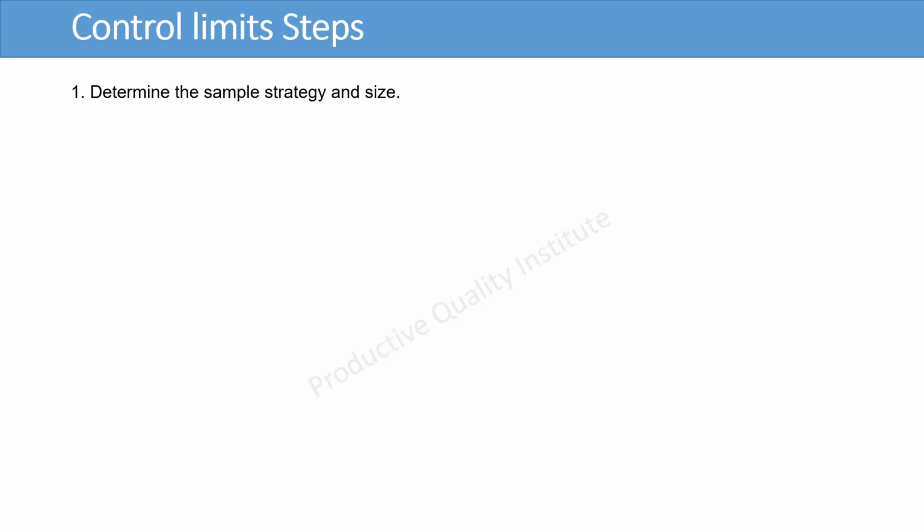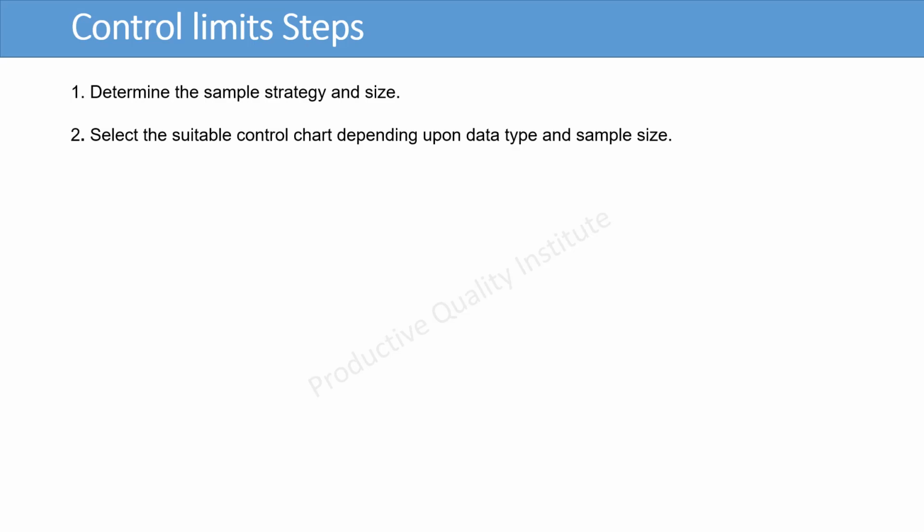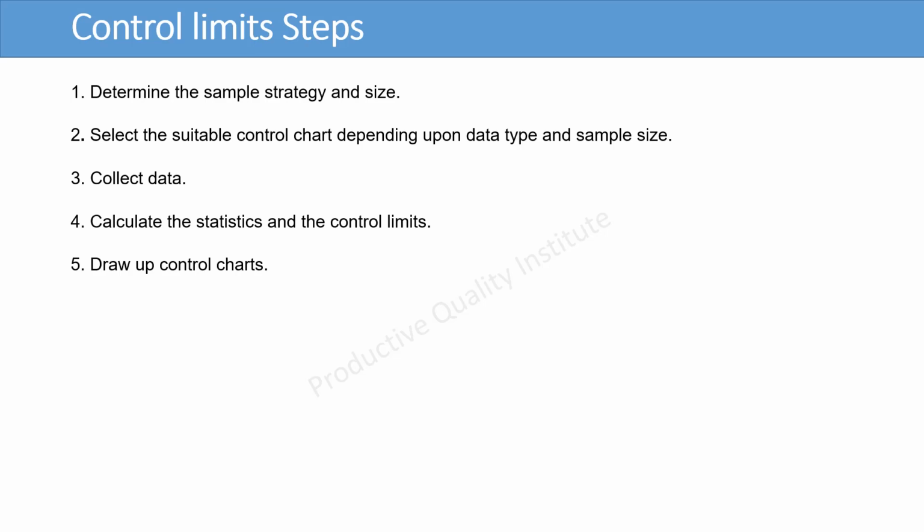Please follow the steps to make a control limits chart. 1. Determine the sample strategy and size. 2. Select the suitable control chart depending upon data type and sample size. 3. Collect data. 4. Calculate the statistics and the control limits. 5. Draw up control charts. 6. Interpret the control charts.